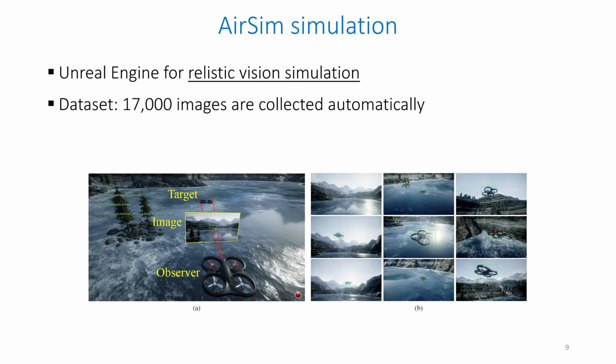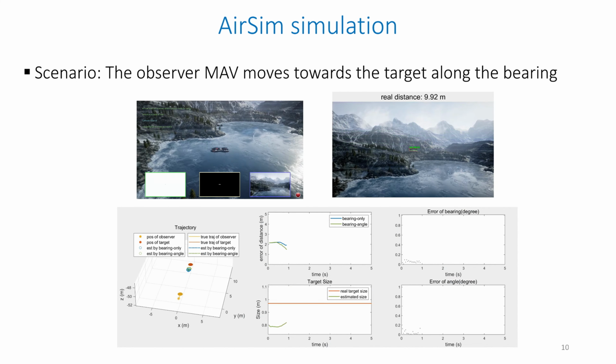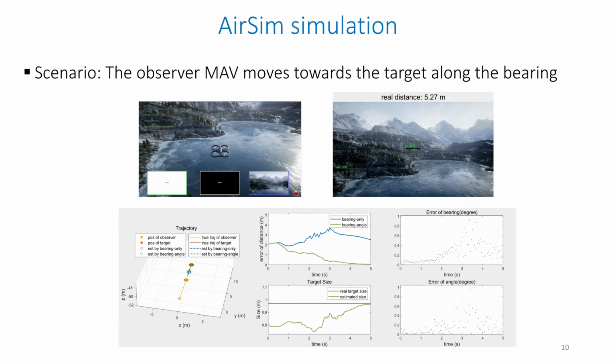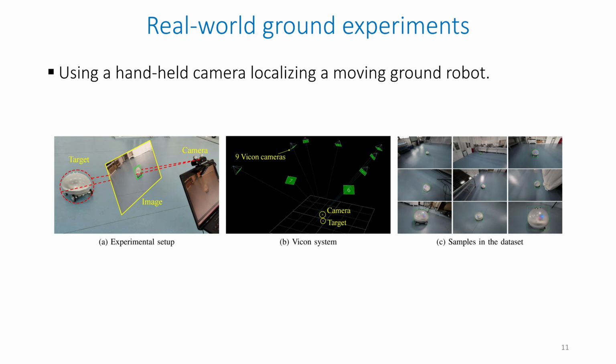We further conducted an AirSim-based simulation to verify the effectiveness of the proposed approach. The AirSim simulation considers more realistic experimental setups including visual detection and flight control. The results suggest that the bearing angle approach has stronger observability than the bearing-only one, which is consistent with the numerical simulation. In addition to simulation, we conducted a series of real-world experiments.